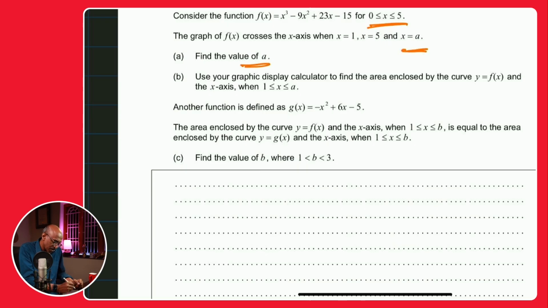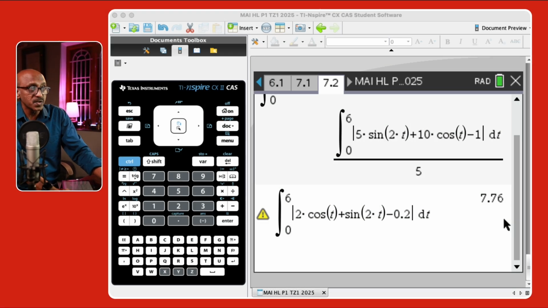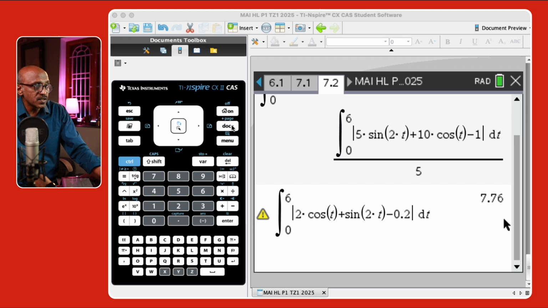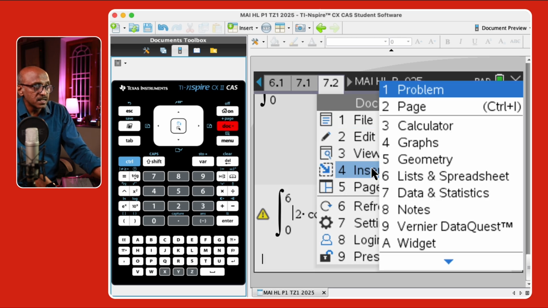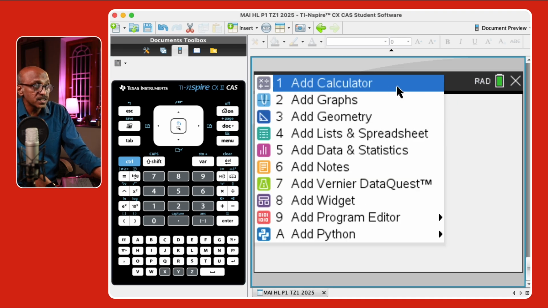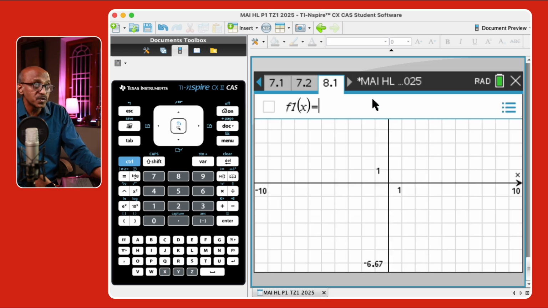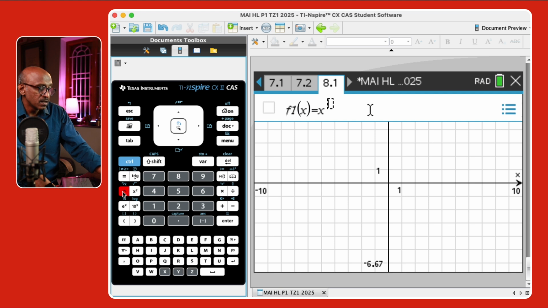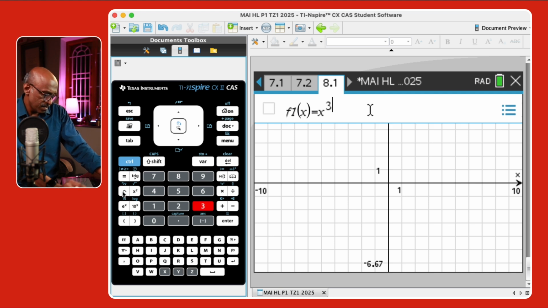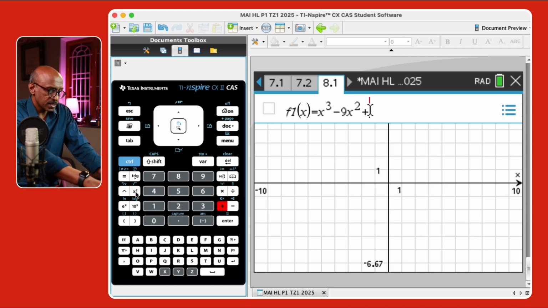You can quickly do that on your calculator. Let's just show how to do that, okay? So I'm just going to quickly jump to my calculator screen. As always, as I've instructed before, we will insert a new problem first, for each question. We need a graph page, so I'm just going to enter a graph page. Enter the function as given in the question, x cubed minus 9x squared plus 23x minus 15.